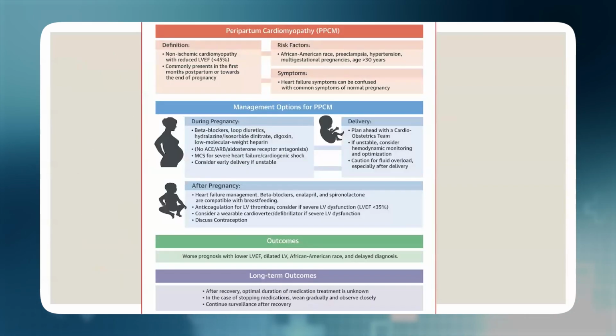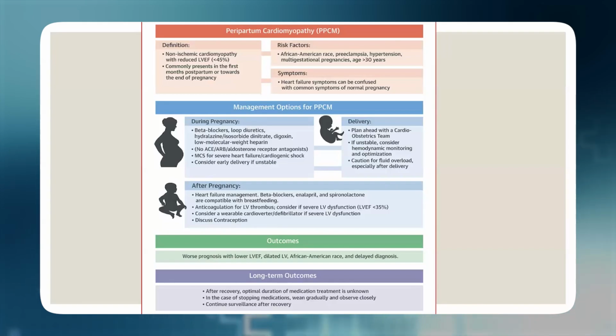This is a summary of peripartum cardiomyopathy. By definition, the EF has to be less than 45% and presents commonly in the first months of postpartum or towards the end of pregnancy. During pregnancy, we give beta blockers and loop diuretics. We know that ACEIs, ARBs and aldosterone receptor antagonists are contraindicated. MCS is mechanical circulatory support. For severe heart failure or cardiogenic shock, consider early delivery if unstable.